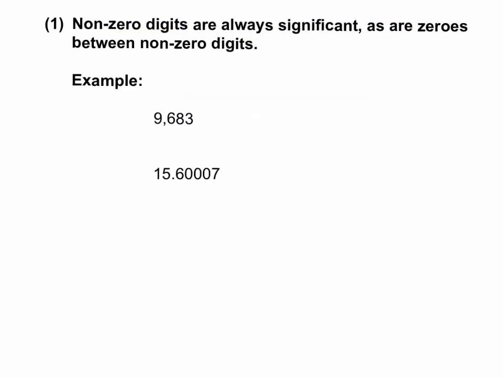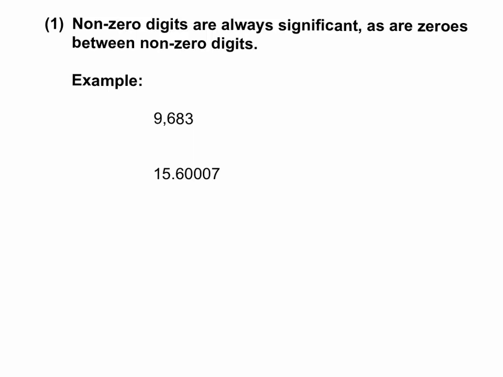Rule number 1, when in a measurement, any non-zero digit is always significant, as well as zeros between non-zero digits. So what that means is that any number that shows up that is not zero was a measured or estimated digit. In addition, any zeros or sandwich zeros found in between are also counted as significant figures.